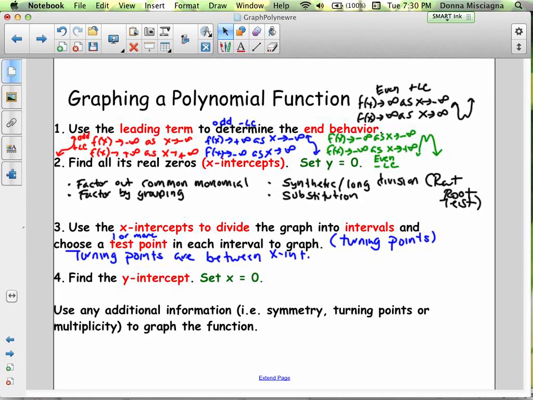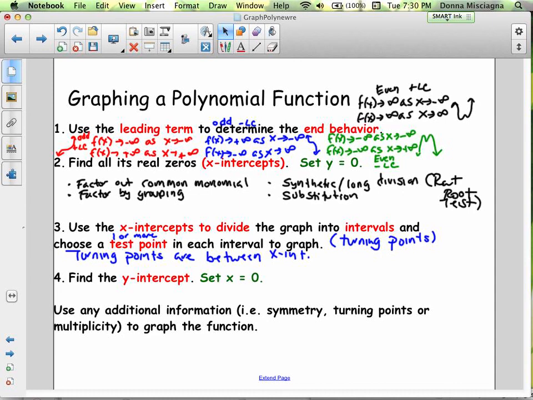And good candidates for your turning points. For our turning points, whenever possible, our x's are going to be integers, right? Unless the distance between two x-intercepts is not going to make an integer possible, right? So for instance, if the distance between two x-intercepts is 1, there's not an integer between two consecutive numbers. We'll have to choose like a half, right? And you'll see what that looks like in a moment, right?